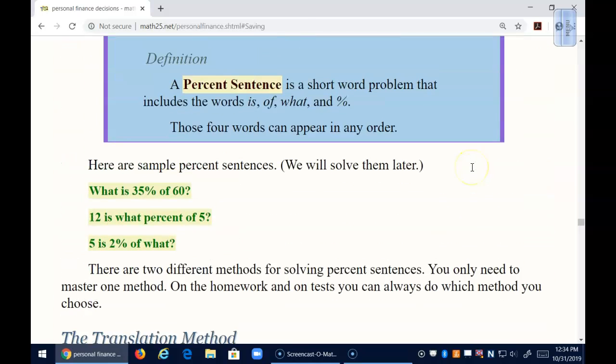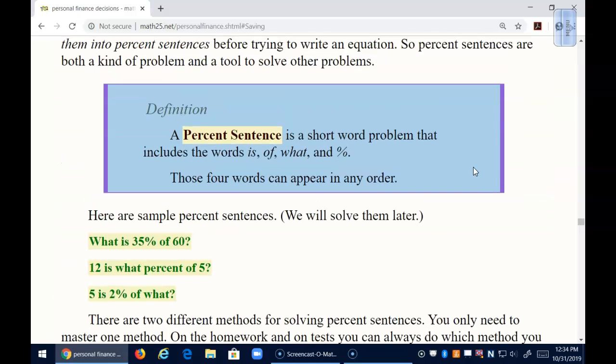Okay, so percent sentences. Real quick. They have what is of in percent. And when you read a paragraph, there are 3,000 students at a community college. Currently 8 of them are eating waffles. What percentage are eating waffles? Then you can take a word problem and translate it into a percent sentence. Right? 8 is what percent of 3,000? And so on. So they're a tool to solve real-world paragraph kind of word problems.